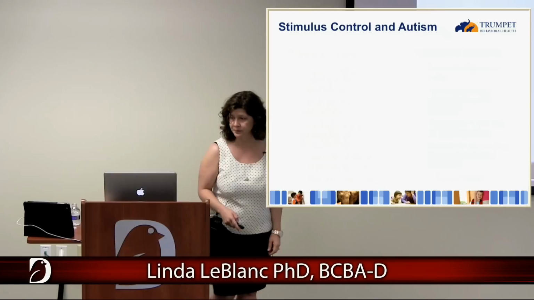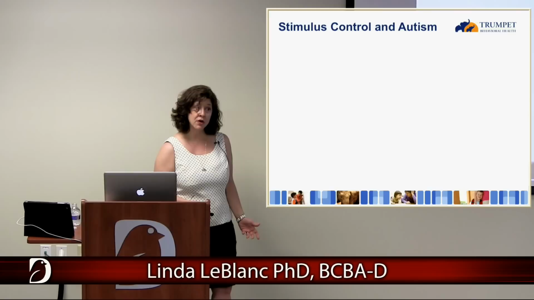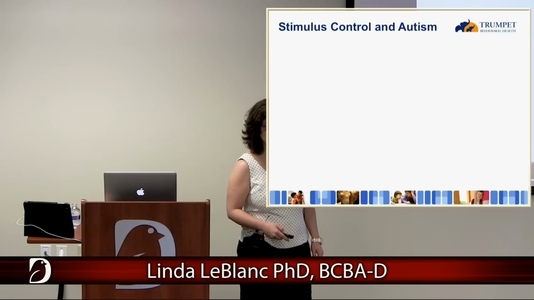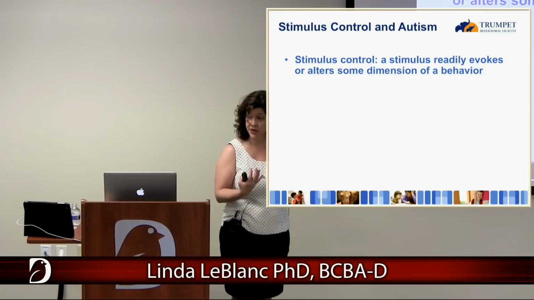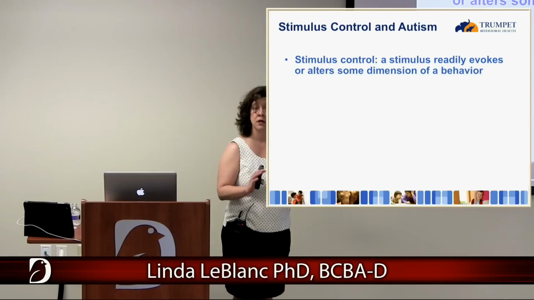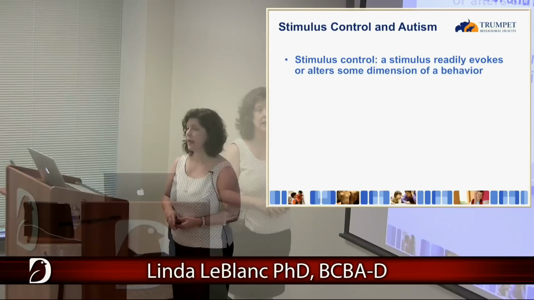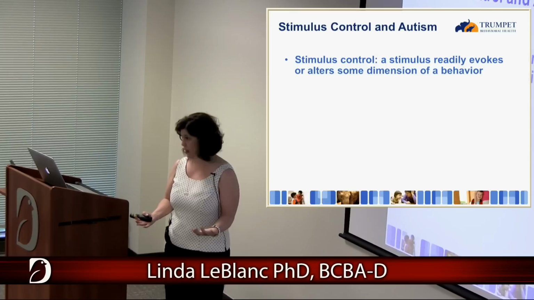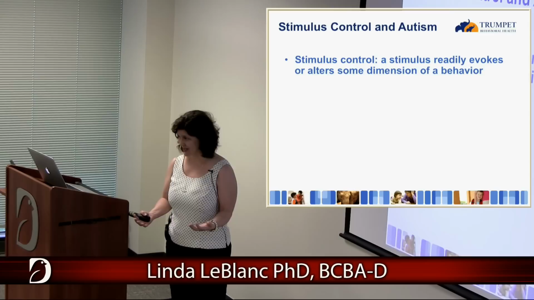So let's talk a little bit about this notion of stimulus control and stimulus control and autism. So here's a basic definition of stimulus control. Stimulus control essentially means a stimulus readily evokes or alters some dimension of a behavior. That's pretty basic. For behavior analysts, this is one of the first things that we learn about, that when we are presenting a stimulus, it may become, if we do it right, a discriminative stimulus that evokes the responses that we would like to see.